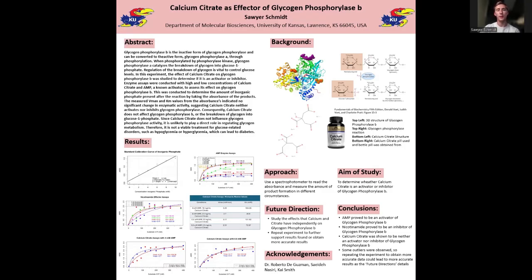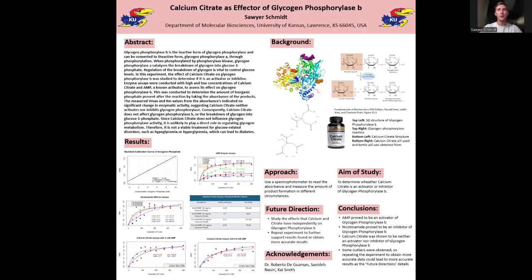However, I was able to conclude that there was not enough difference overall to consider calcium citrate as an activator nor inhibitor of glycogen phosphorylase B, just because the differences were not too great in general. In the future, I'd want to study the effects of calcium and citrate independently on glycogen phosphorylase B to see how they would affect it without the presence of the other. I would also want to repeat this experiment to ensure that the conclusions I made are accurate.